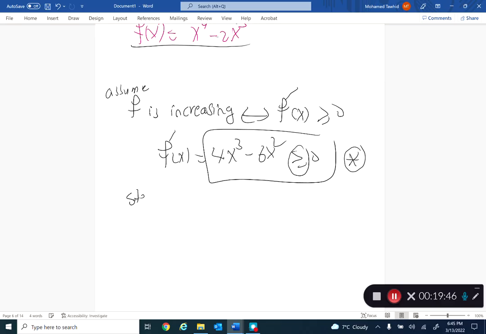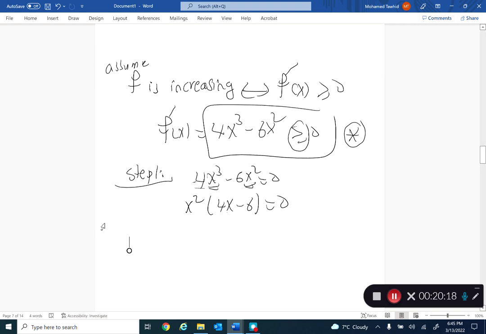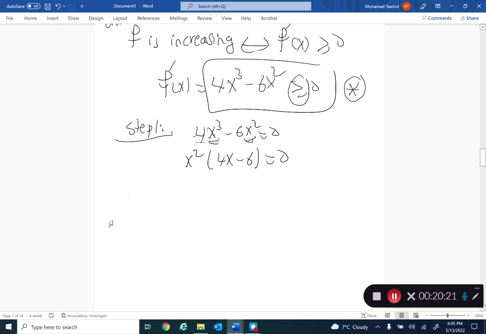How to solve any inequality? It is usually two steps. What is step number one? To solve any inequality, you make it equal to 0. So you have 4x cubed minus 6x squared. Equate that to 0 and solve this for x. You have x squared and x cubed, so I can factor out x squared. Then you have 4x minus 6 equal to 0, and I have to go ahead and solve this.